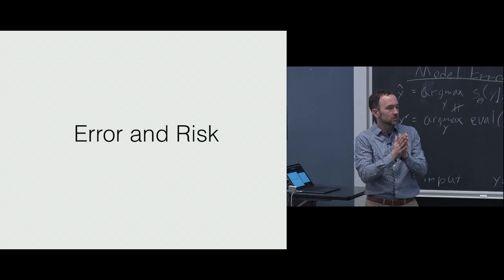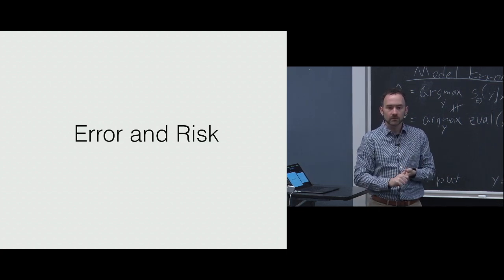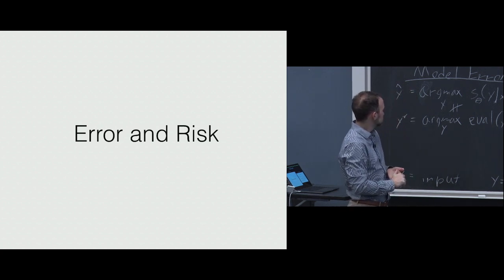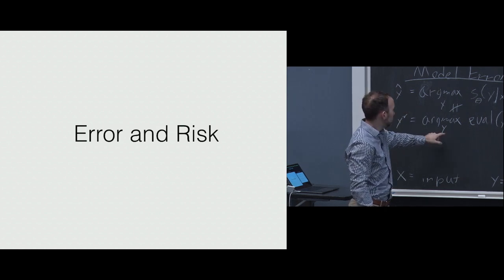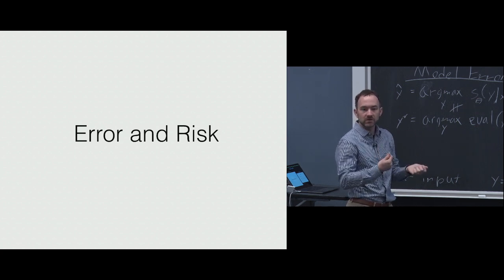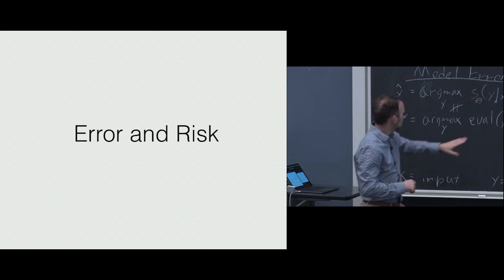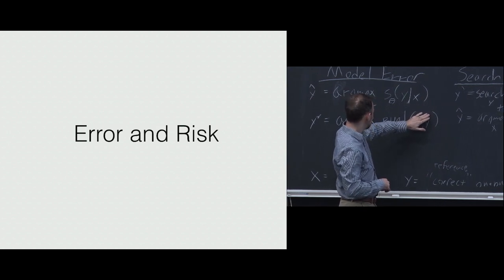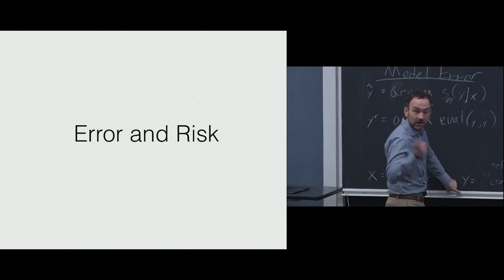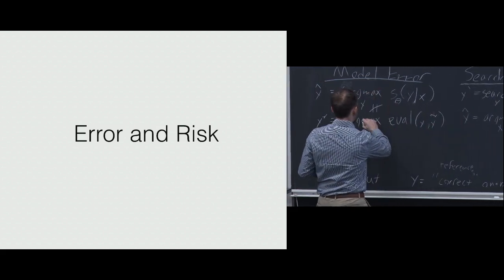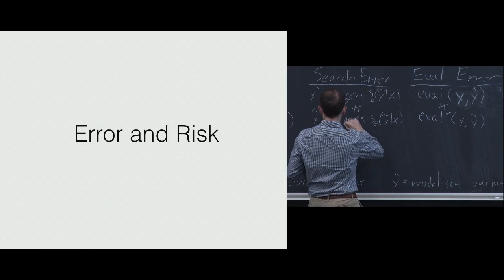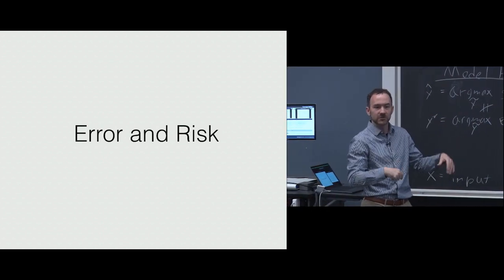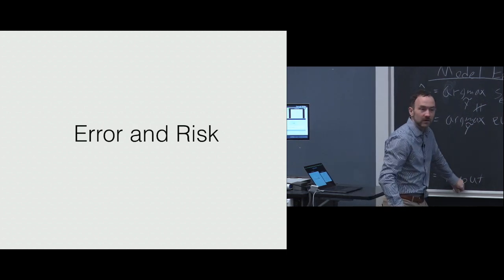Are there any questions so far? Yes. Why is that an argmax over Y hat? Oh, Y hat is the result of the argmax, because you're trying to find the output that would maximize your evaluation measure. You're absolutely correct, thank you. I should put Y tilde here. Is that better? So the Y tilde is now the thing you're searching over. Thank you. Any other questions?